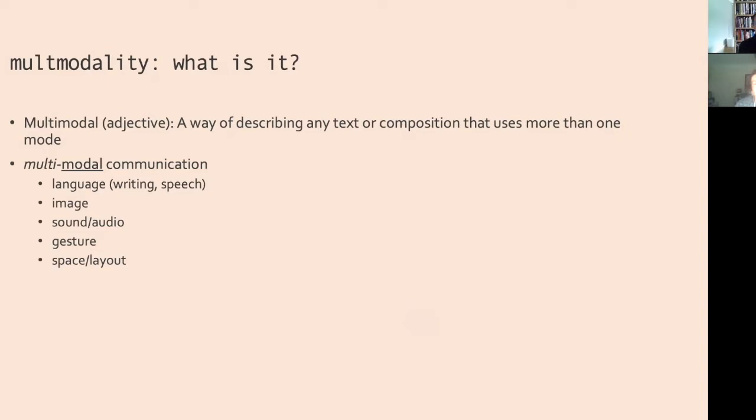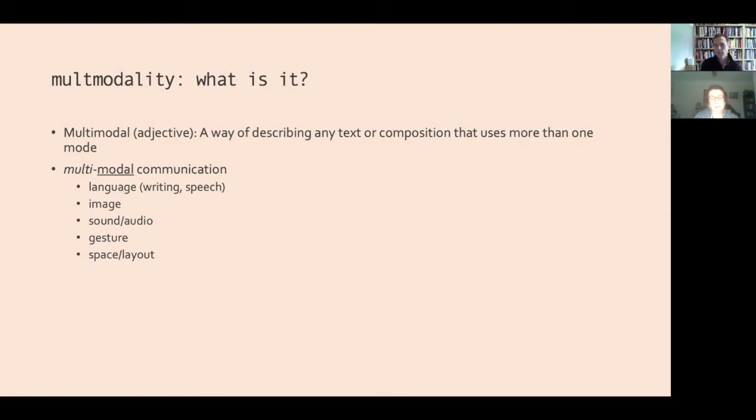Here's a list of some modes. Language, of course, image, sound or audio, gesture, space and layout. These are reasonably common modes. And there are a range of ways in which we might understand how these modes operate, but at a reasonably basic level, multimodal communication is the idea that these modes often operate in collections or in various sorts of combinations. It's very uncommon to find a mode that operates by itself, and so in fact almost all communication is some form of multimodal communication.